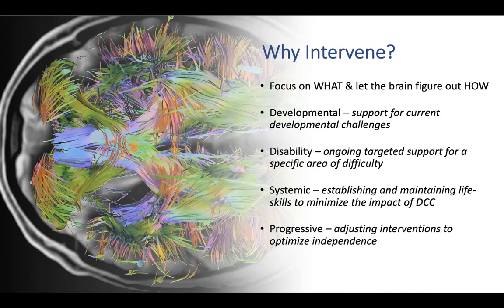And then the last intervention approach, or way of thinking about interventions, is that it's progressive, that intervention is not a static thing. How we intervene, how we support and help someone with ACC changes over time. And ultimately, our goal is to help them become independent.